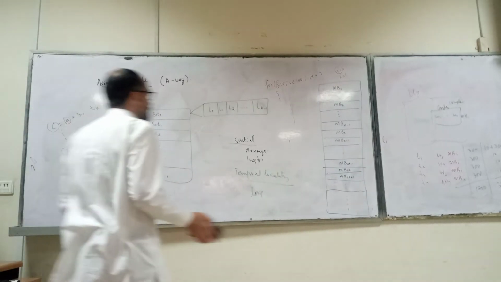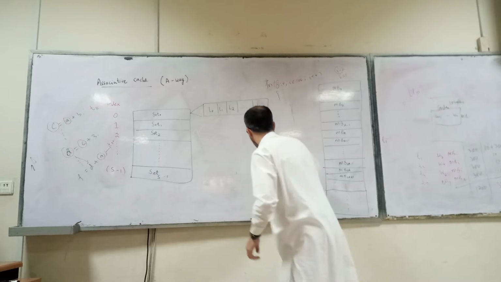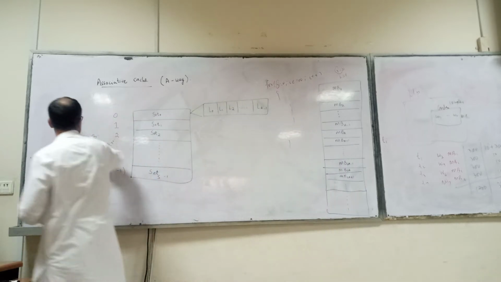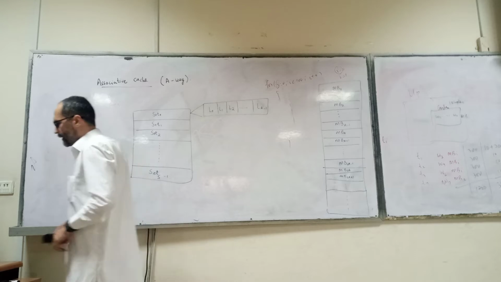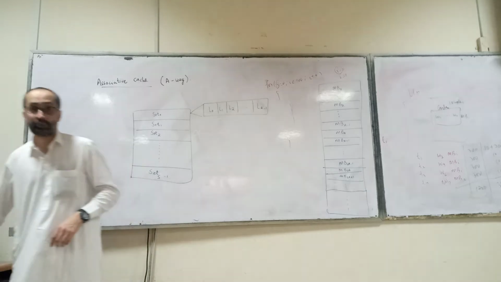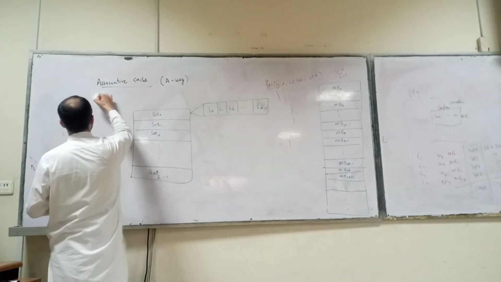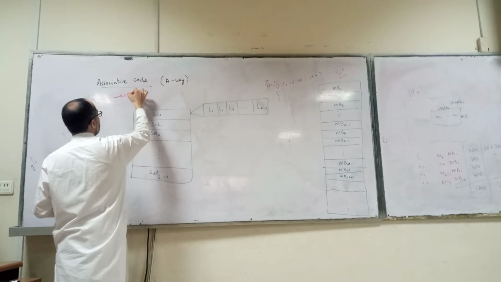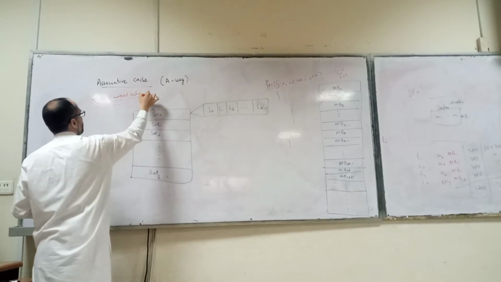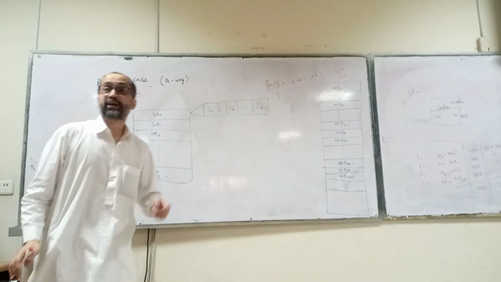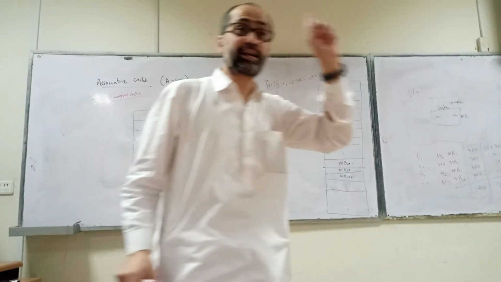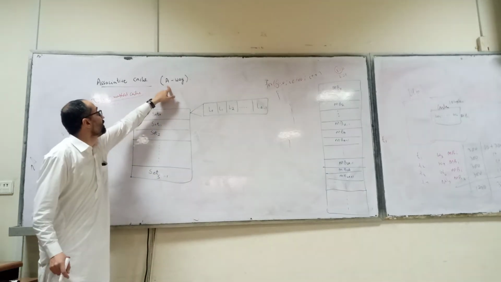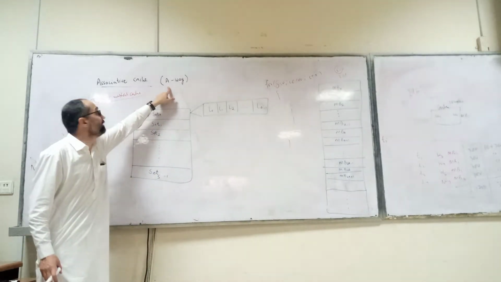Now, if you look at the structure of a cache, the cache is divided into different sets. In the previous example, we did a direct map cache. If you remember, direct map cache. In a direct map cache, there was a single cache line in each cache set. But now we are studying a set associative cache.